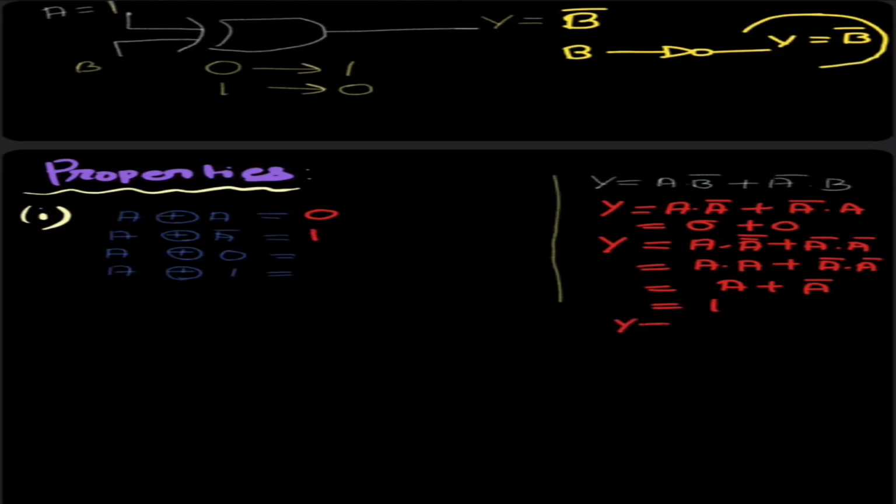The third one, A XOR 0. Yes, A and 0's complement is 1. We all know that. Or A complement and 0 comes 0, so the result is A. And about the fourth, it will be A complement. We'll calculate it.